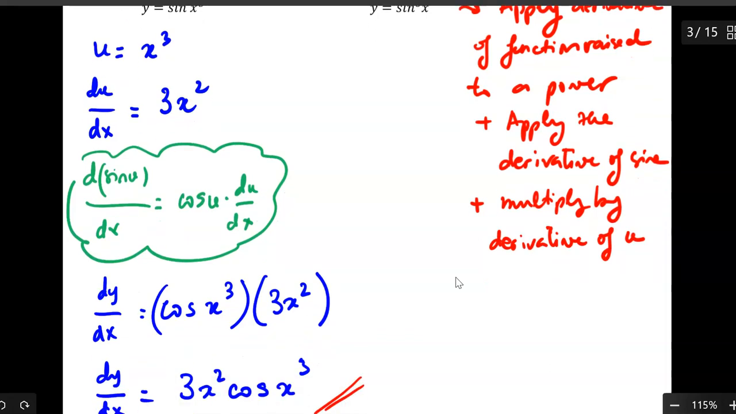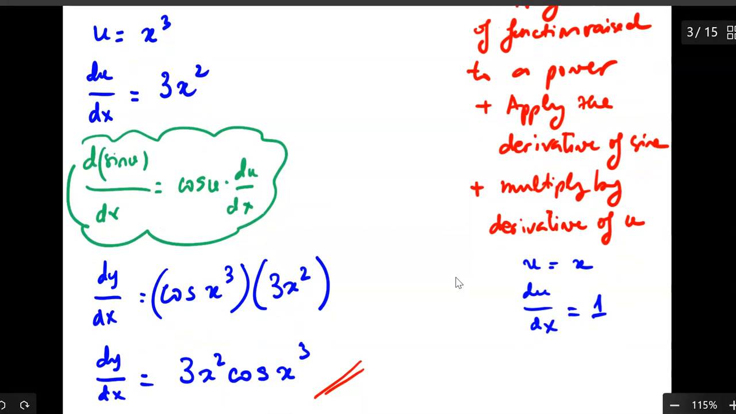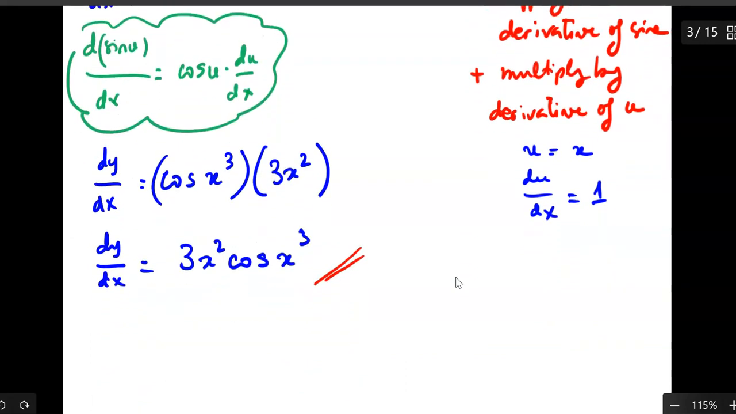So in this case, u is equal to x, so it's just equal to 1. Okay, so I make a note here. u is equal to x, so du over dx is just equal to 1. So in the end, how do I do this?